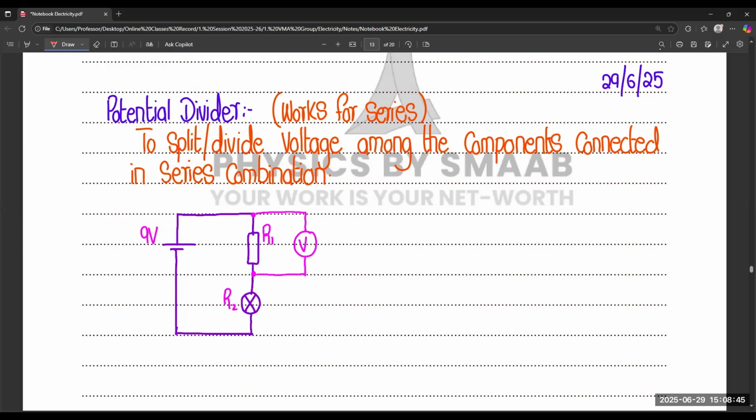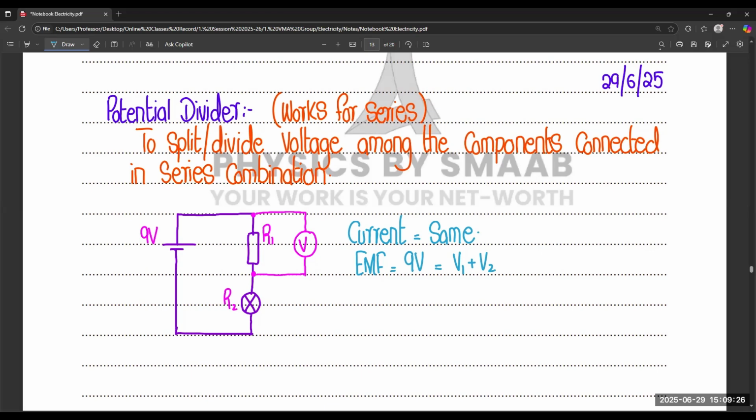So in this combination, this is the setup of potential divider. And in series combination, we know one thing, that current remains the same. And the EMF, which is 9 volt, splits into the voltage across the resistor and the voltage across the lamp. So V1 is for resistor R1 and V2 is for the lamp. So it depends upon the voltage shared between these two components.